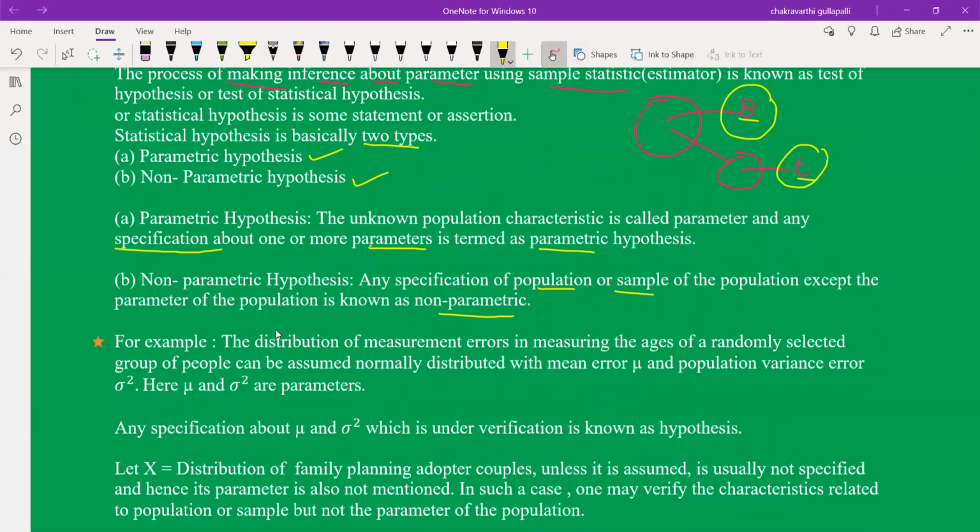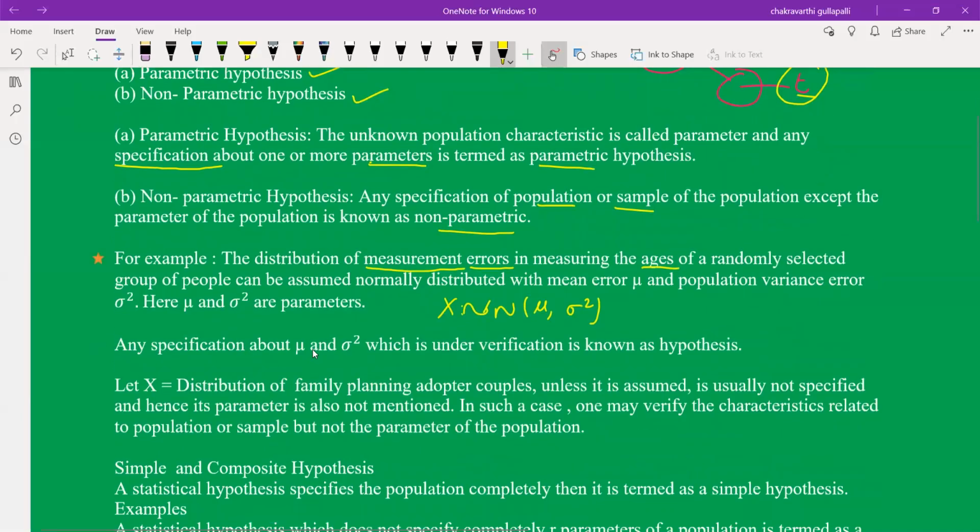Here is a suitable example for these two definitions. The distribution of measurement errors in measuring the ages of a randomly selected group of people is approximately normal. X is called measurement errors, and X follows normal distribution with mu comma sigma square. So mu and sigma square are the population mean and population variance. Both mu and sigma square are parameters.